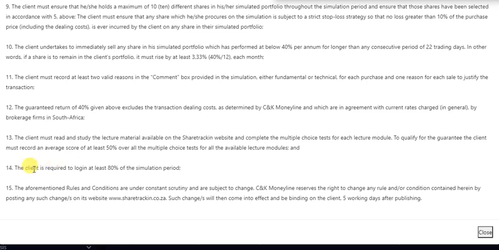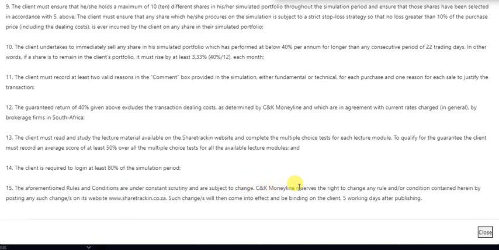14. The client is required to log in at least 80% of the simulation period. This means you will have to log in at least once a day. This does not mean that you have to spend 8 hours a day on the software. Even if it's just to look at your shares for the day, you still have to log in once a day.